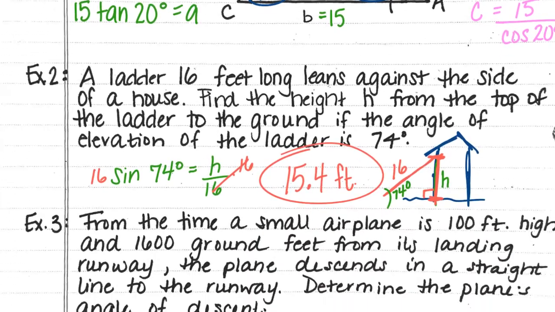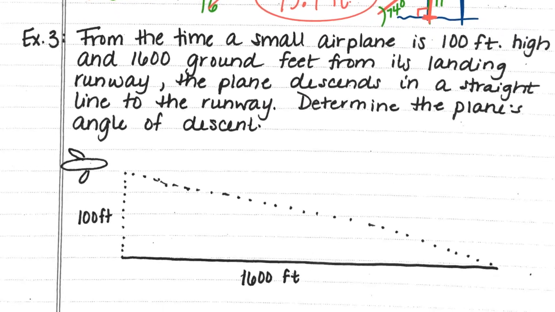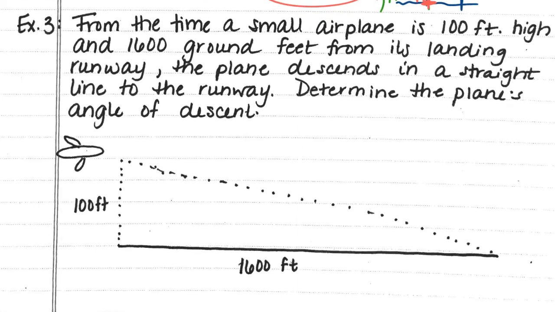All right, next question. Ooh, my artwork is getting a little better. Just kidding, that's a horrible airplane. From the time a small airplane is 100 feet high, it's drawn for you, and 1,600 ground feet from its landing runway, the plane descends in a straight line to the runway. Determine the plane's angle of descent. So it sounds like we're looking for this angle right here.